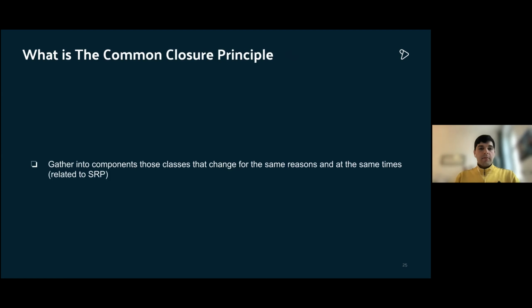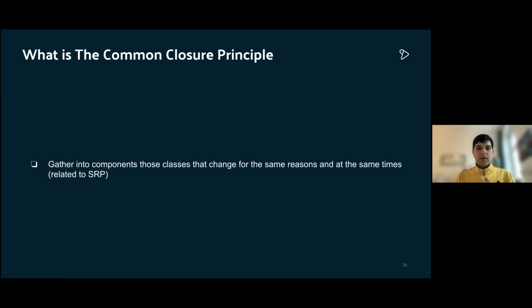And next comes the common closure principle. Gather into components those classes that change for the same reason at the same times. As you can see, this is the single responsibility principle that I mentioned before, restated for the components. So this principle tells us which classes should be grouped together. Reusable classes are more likely to depend on each other, so classes are rarely reused in separation.